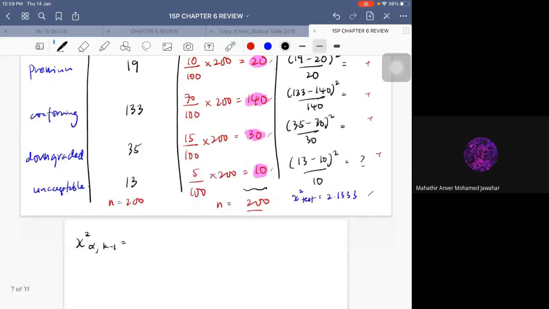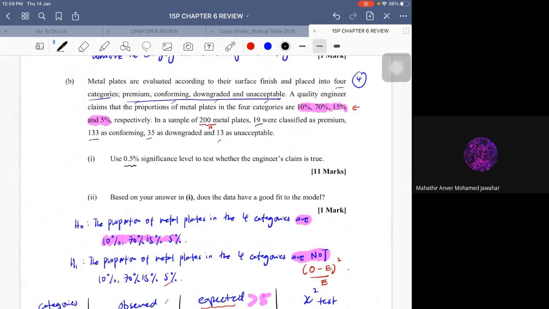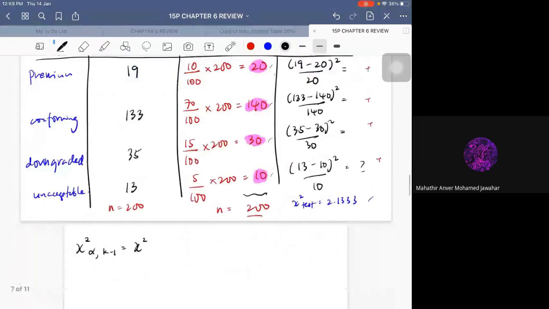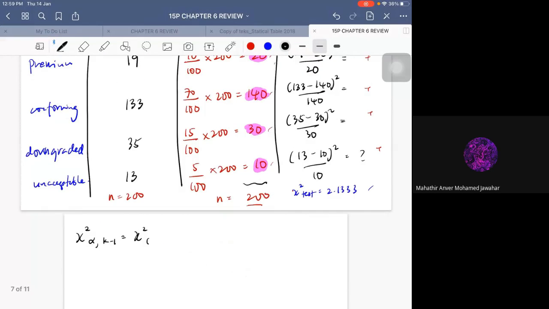Alright, now I'm going to substitute. For this case, what is going to be our alpha value? The alpha value is going to be 0.5%, that is 0.5 divided by 100, and I will get a value of 0.005. And my k value, for this case, I have 4 categories, so it's going to be 4 minus 1, which is 3. All you have to do is simply use the chi-square table, and you will get a value of 12.8382. So that is going to be your critical value.